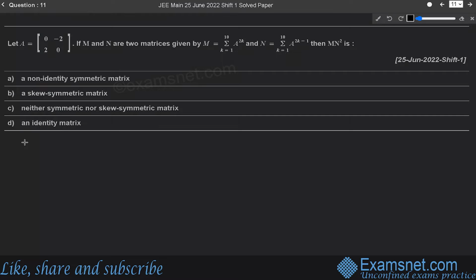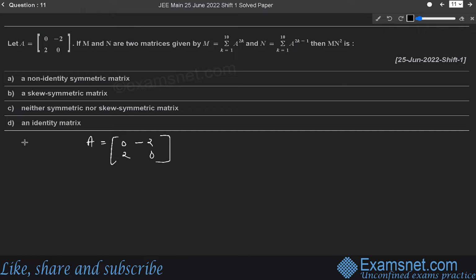Next question is, let A matrix be equal to [0, -2; 2, 0]. If M and N are two matrices given by M is equal to summation of K is equal to 1 to 10 of A power 2K and N is equal to summation of K is equal to 1 to 10 of A power (2K minus 1), then MN square is.